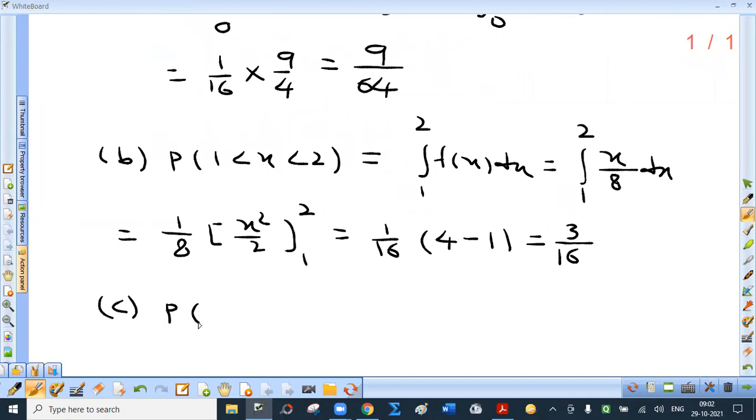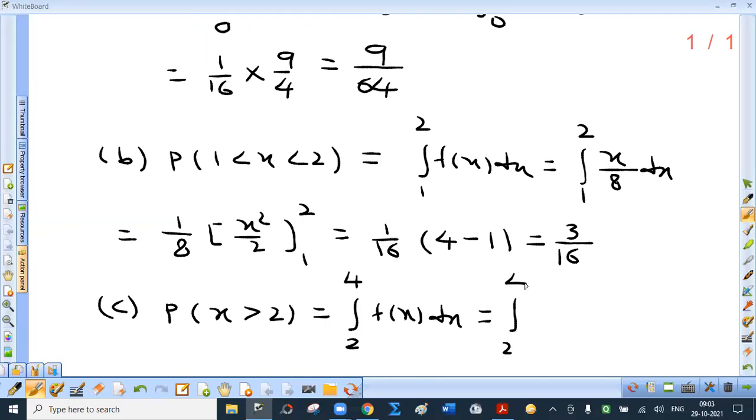C part, P of x greater than 2. So the integral 2 to 4. Actually, x greater than 2 means what? 2 to infinity. But the domain for which the function is x upon 8 is 0 to 4. So it is 2 to 4 f of x dx. You may say plus 4 to infinity, but for that f of x equal to 0. So here we do not write that.